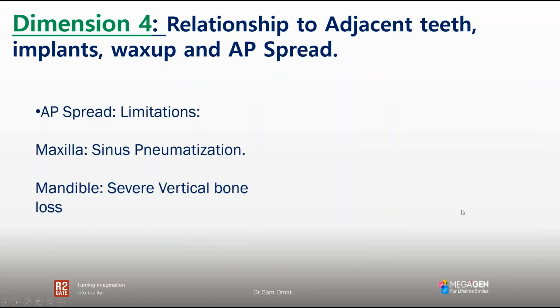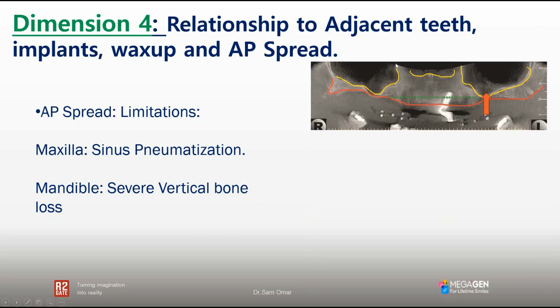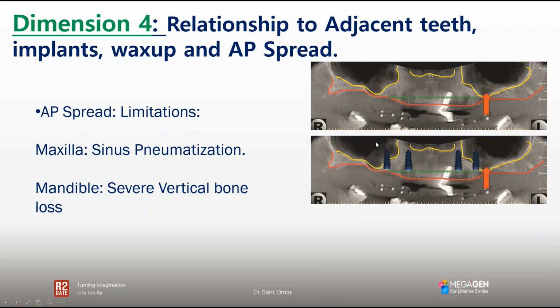So what are the AP spread limitations that we might face? Number one, in the maxilla, we have what we call sinus pneumatization. In a lot of cases, we have pretty big sinuses, and this is what's going to prevent us from placing implants nice and straight. On the other hand, in the mandible, in a lot of cases we have severe vertical bone loss, which means that we'll be very close to where the inferior alveolar nerve is. Ideally, I would love to place the implants nice and parallel, as we showed in dimension number 4, but in a lot of cases I can't do that due to the limitations we've just spoken about, like the maxillary sinus and the mandibular nerve.